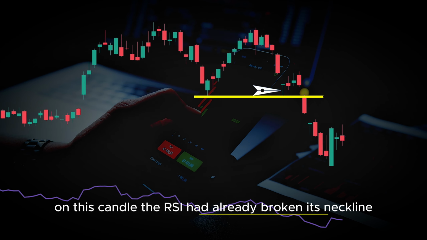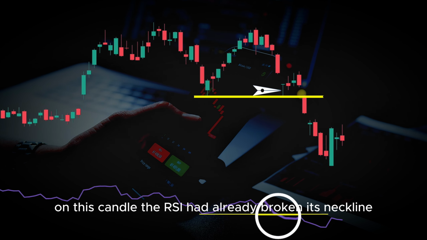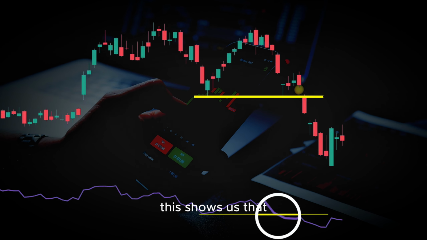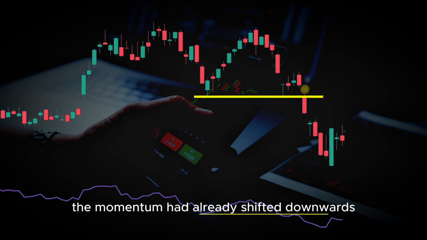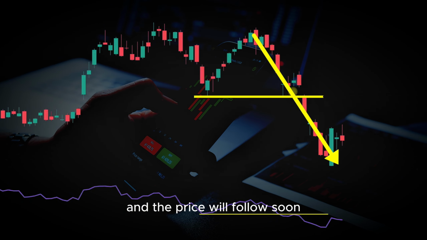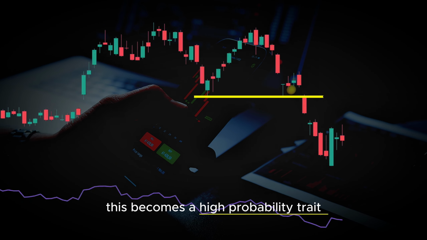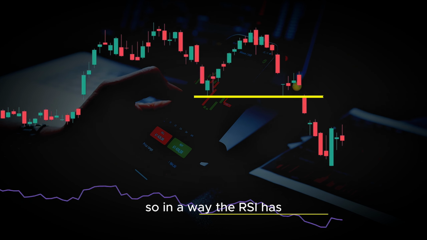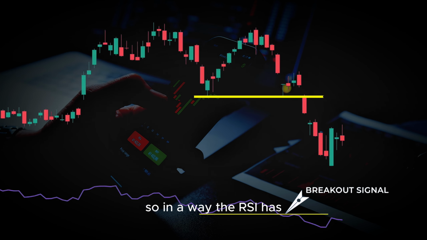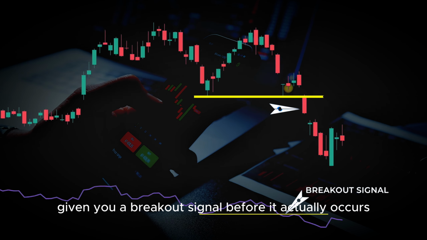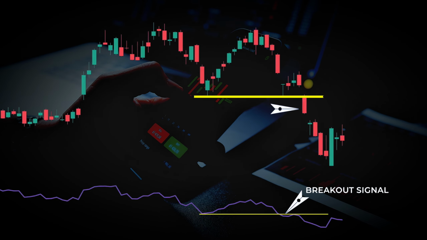On this candle, the RSI had already broken its neckline. This shows us that the momentum had already shifted downwards, and the price will follow soon. This becomes a high probability trade. So in a way, the RSI has given you a breakout signal before it actually occurs.